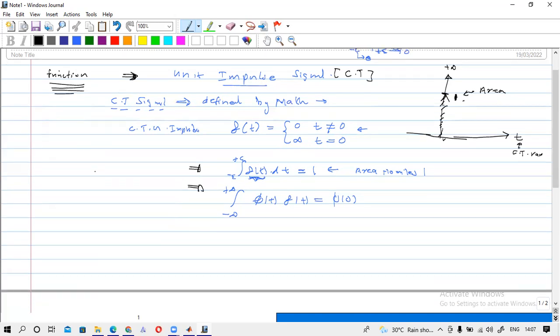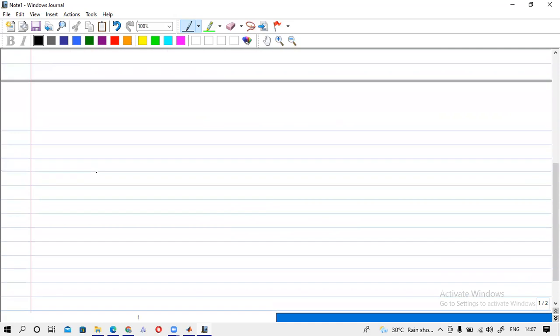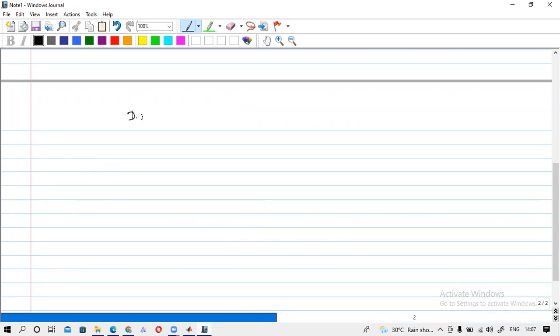So let's go to the discrete time unit impulse. Okay, so this is the discrete time unit impulse. Can anyone tell me what is the definition for the unit impulse in the discrete time domain? What is the definition for the discrete time unit impulse signal? What is the expression actually?